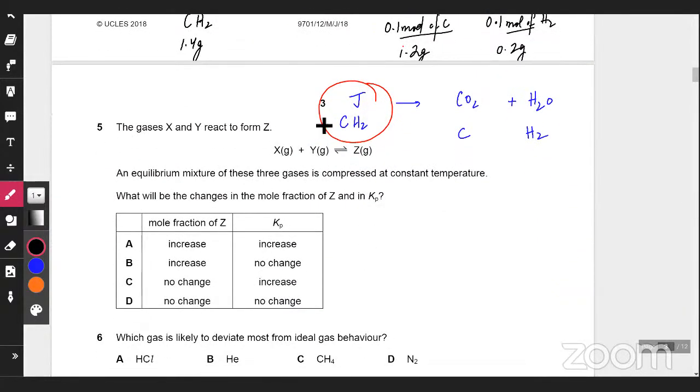The gases X and Y react to form Z. An equilibrium mixture of the three gases is compressed. Did anyone ask a question? Acha, so an equilibrium mixture of these three gases is compressed at constant temperature. What will be the changes in the mole fraction of Z and in Kp? So remember that equilibrium constants only change with temperature.